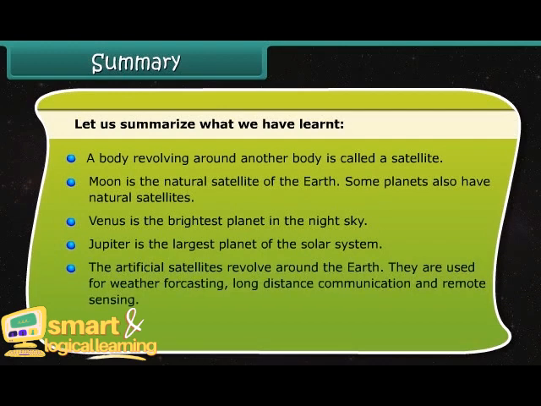The artificial satellites revolve around the Earth. They are used for weather forecasting, long-distance communication, and remote sensing.